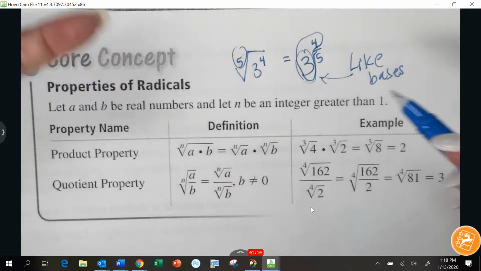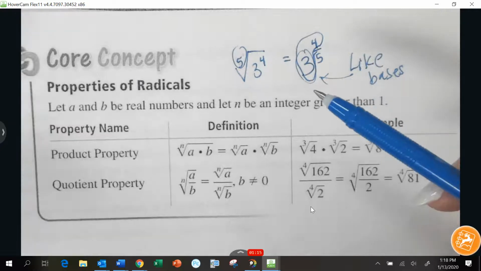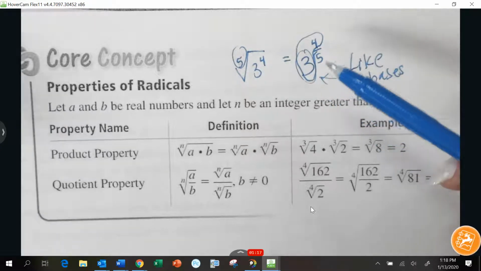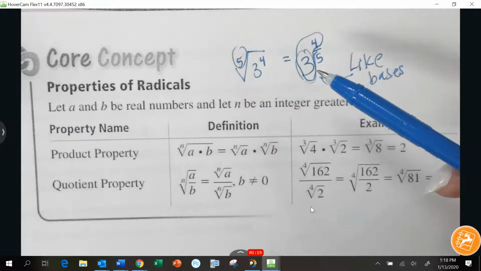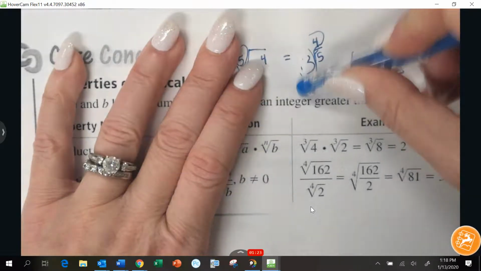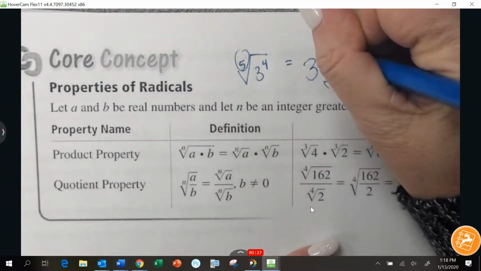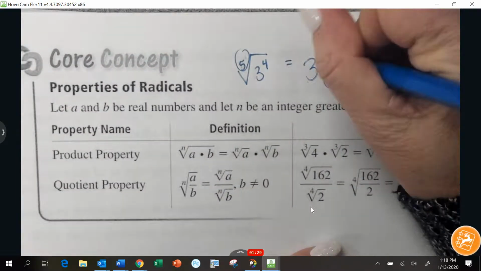So when we start doing, we're talking about doing these properties with like bases. Or, well, no, it's not like. It has to be like. What does it have to be? I'm not explaining it very well.